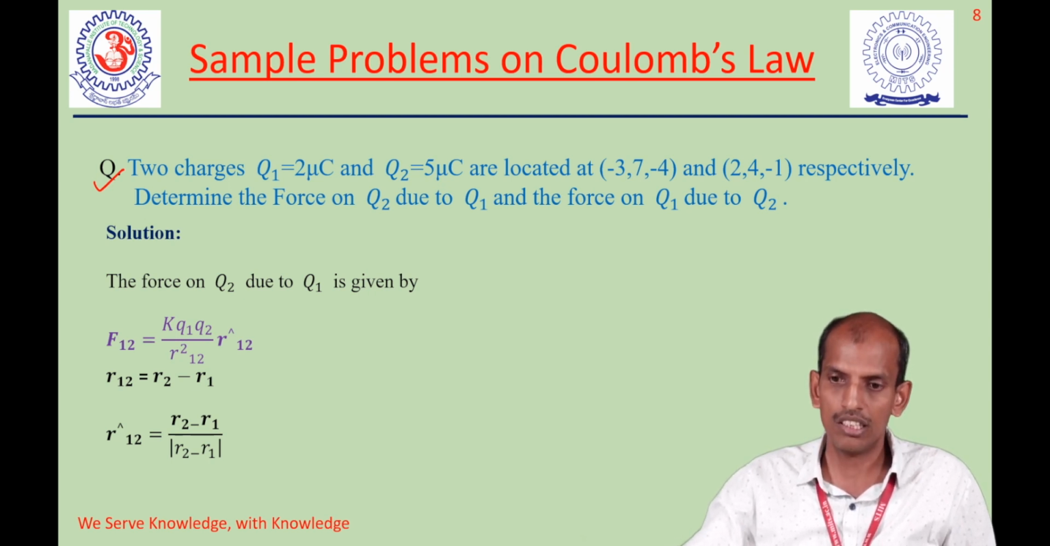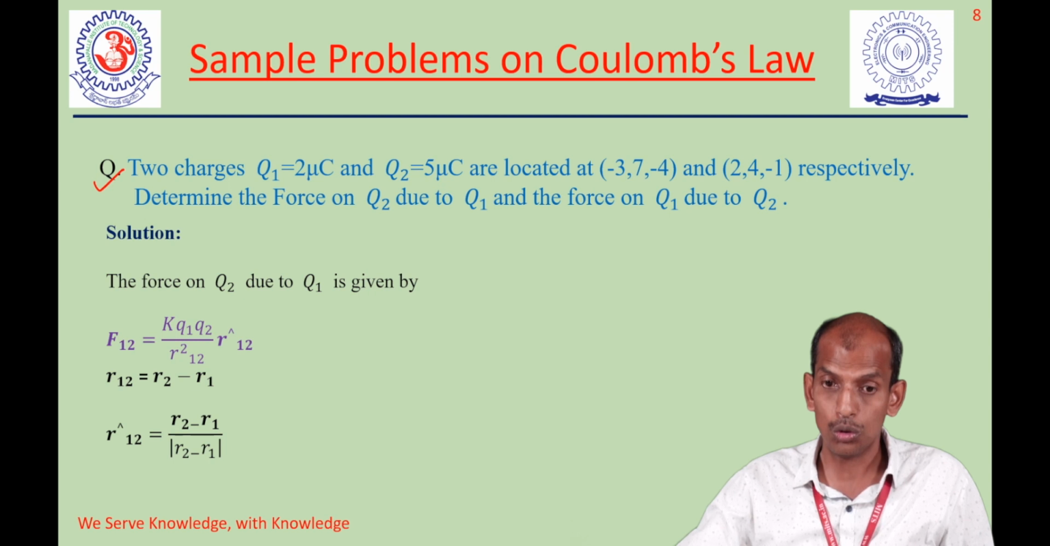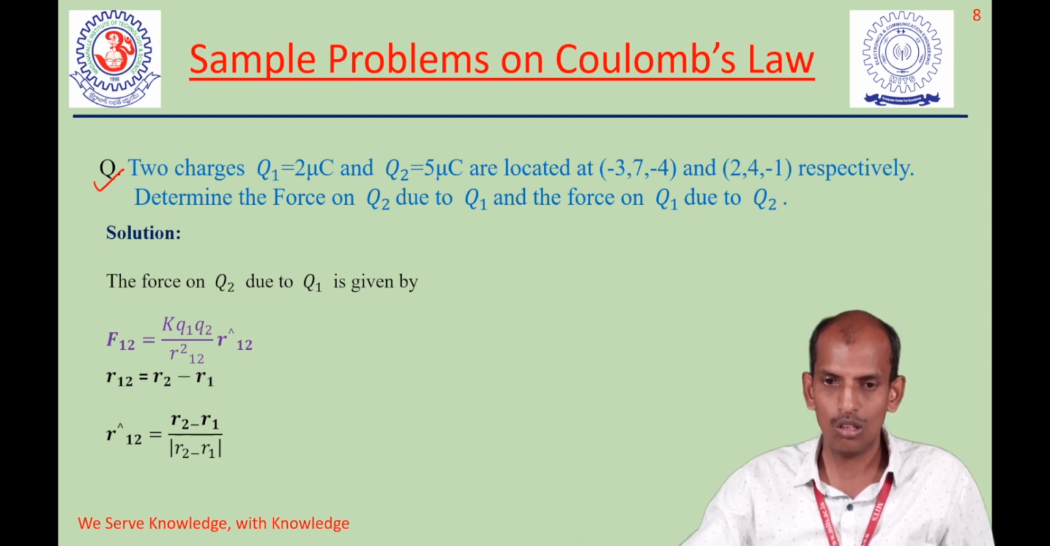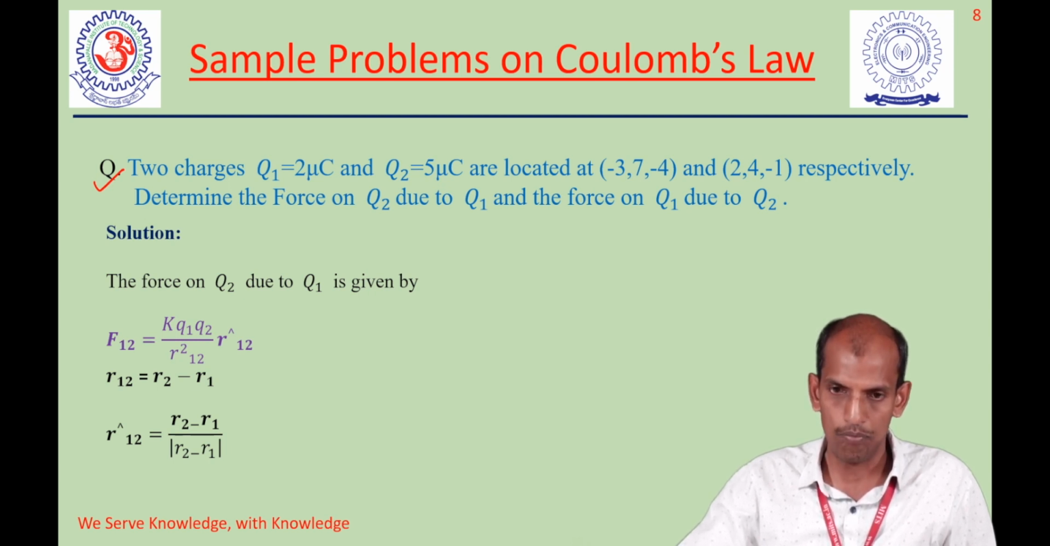Similarly, the distance from the origin to the x-axis is 2, to the y-axis is 4, and to the z-axis is -1 for the charge Q2. Now the question asks: find the force on Q2 due to Q1 and the force on Q1 due to Q2. So we will use Coulomb's law. What does Coulomb's law say? Coulomb's law says that force is K Q1 Q2 by R square R cap, right?